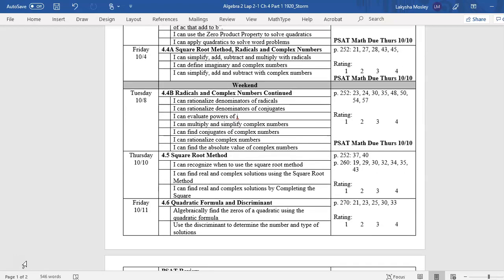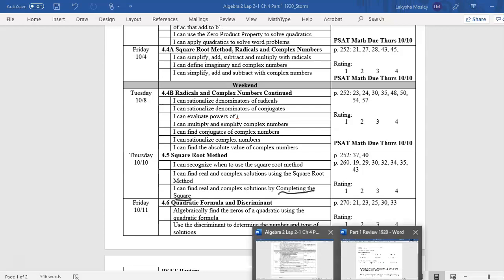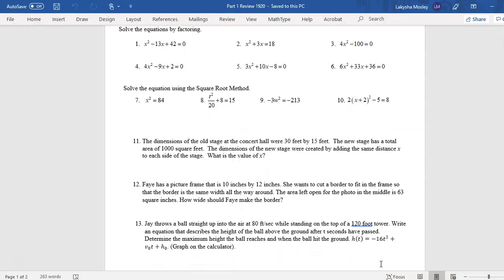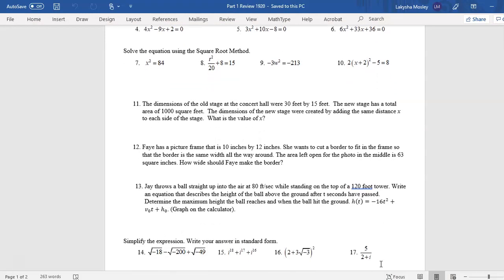Again, this video mainly is going to be about completing the square, a couple more examples of that, and then the 2 word problems that are on the review. So let's jump into it. Okay, so I'm going to start with the word problems. And again, you do have in another email the solutions to this review.